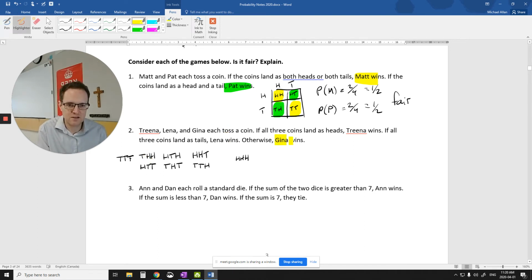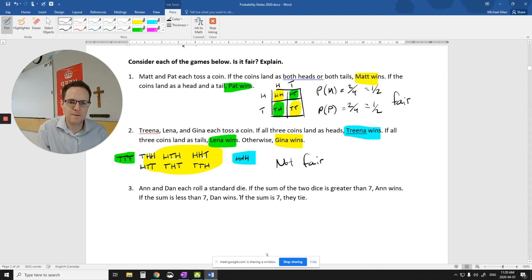So here, Gina is going to win in all of these spots. Trina wins if they land all heads, and Lena wins if they're all tails. So I can see that this is not fair. It's fair between Trina and Lena, but it looks like Gina wins most of the time. So this is not fair.